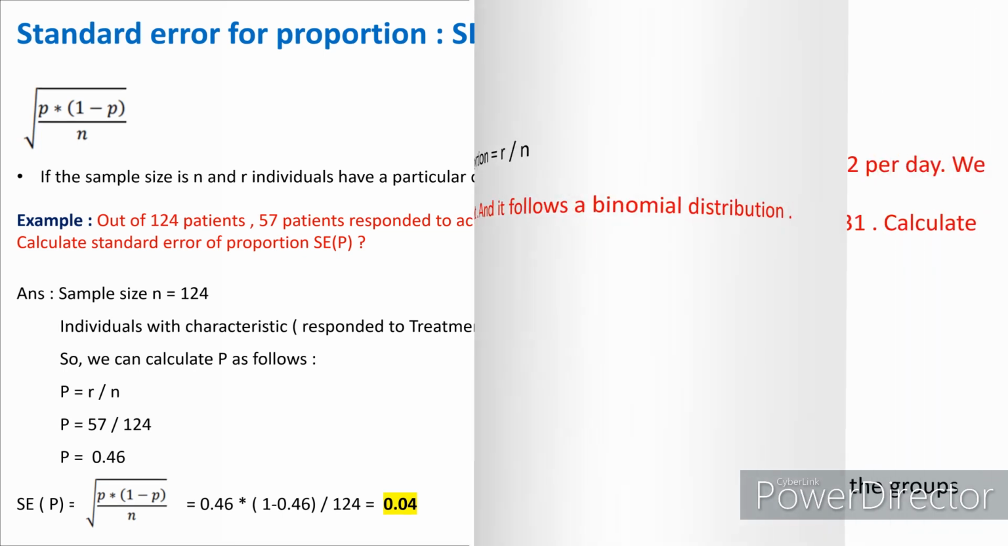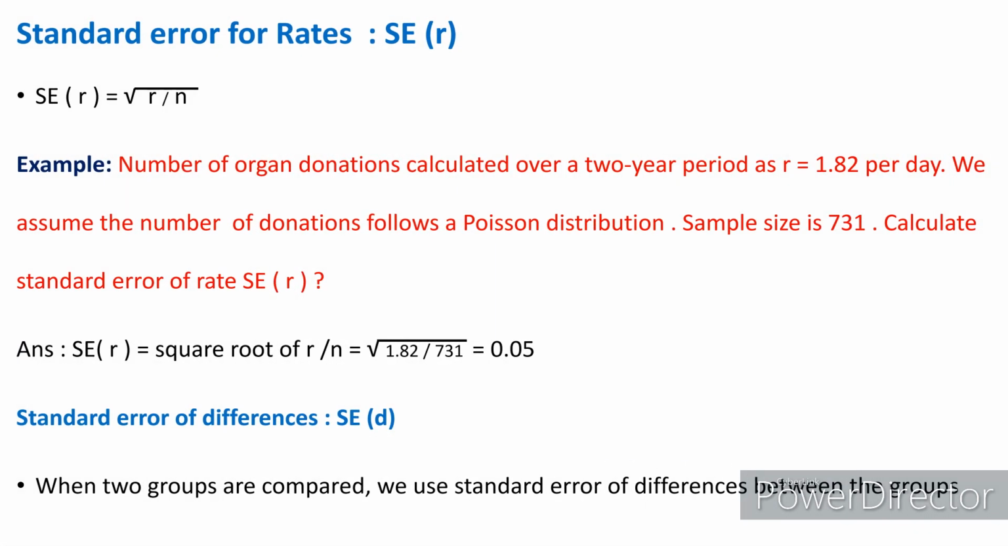Now similarly, the formula for standard error of rates will be square root of R by N. Example, number of organ donations calculated over a 2-year period as R equal to 1.82 per day. So this is the rate, okay, 1.82 per day. We assume the number of donations follow a Poisson distribution and the sample size is 731. Calculate standard error. So just substitute the values in the formula.